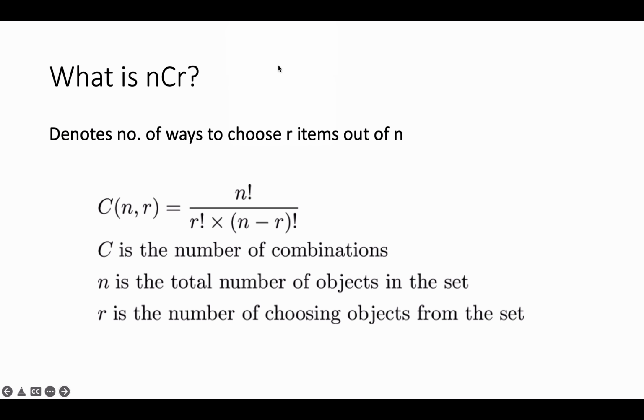I'll start by defining what nCr is. nCr essentially denotes the number of ways we can choose r items out of n items. This is the math formula to calculate nCr. You can take some time to read it.